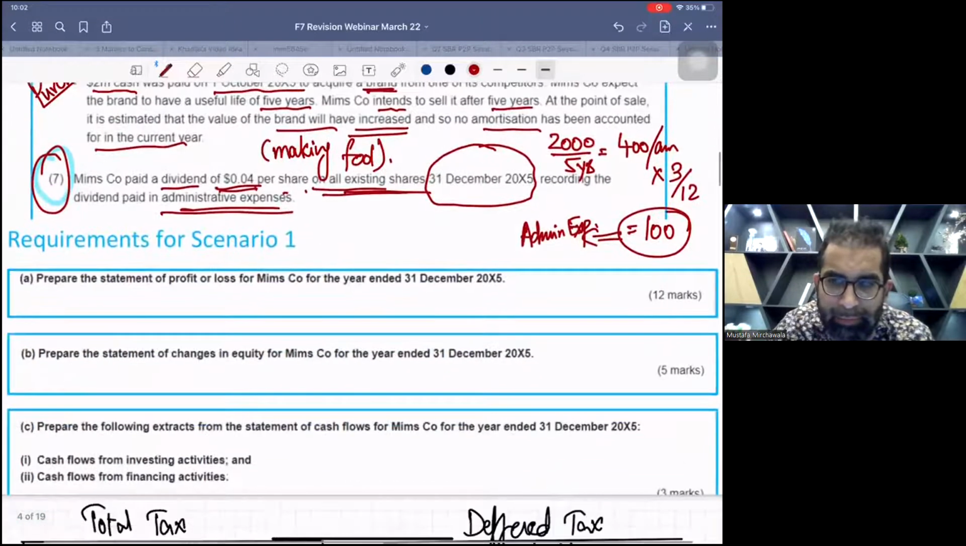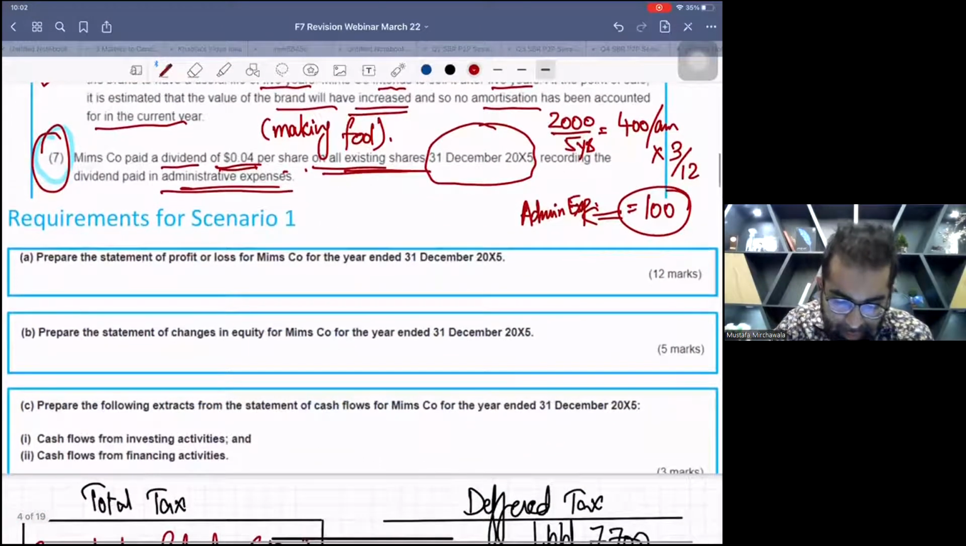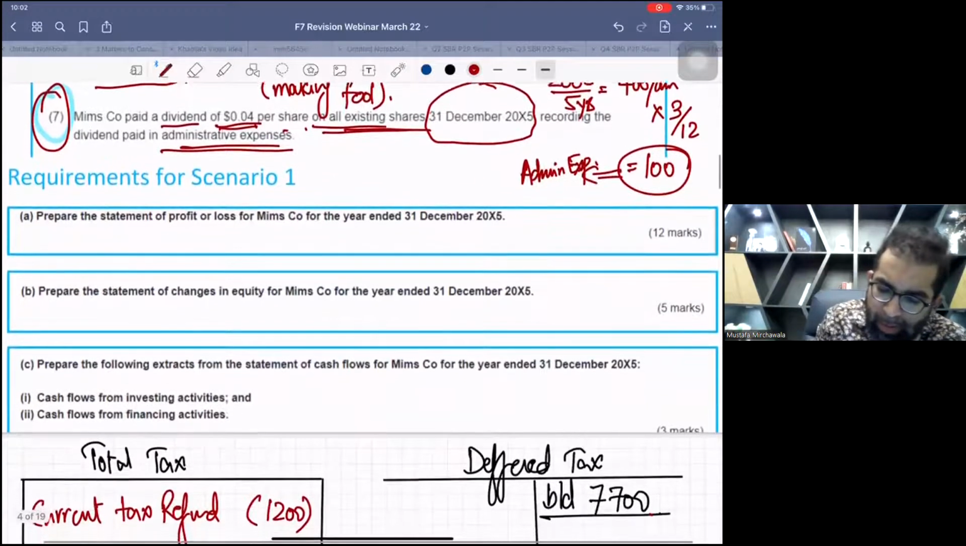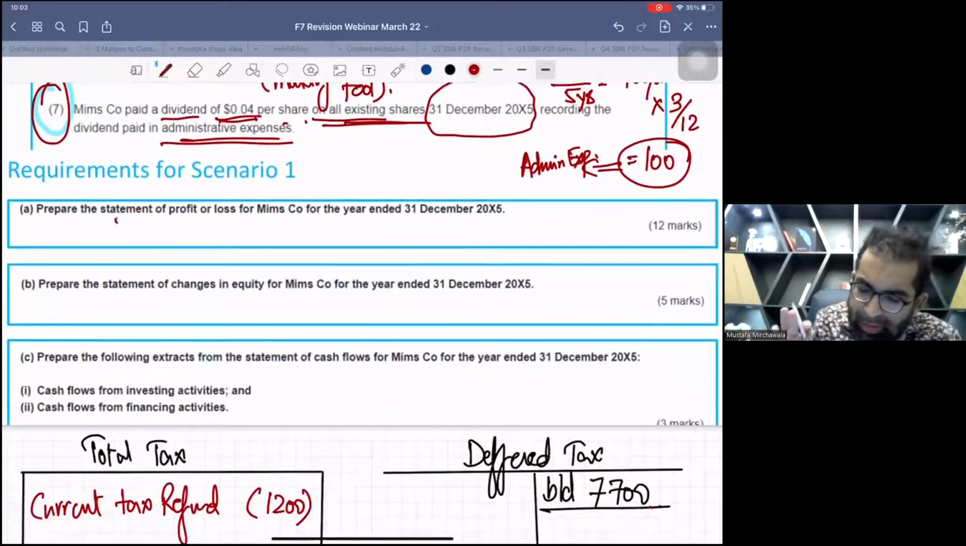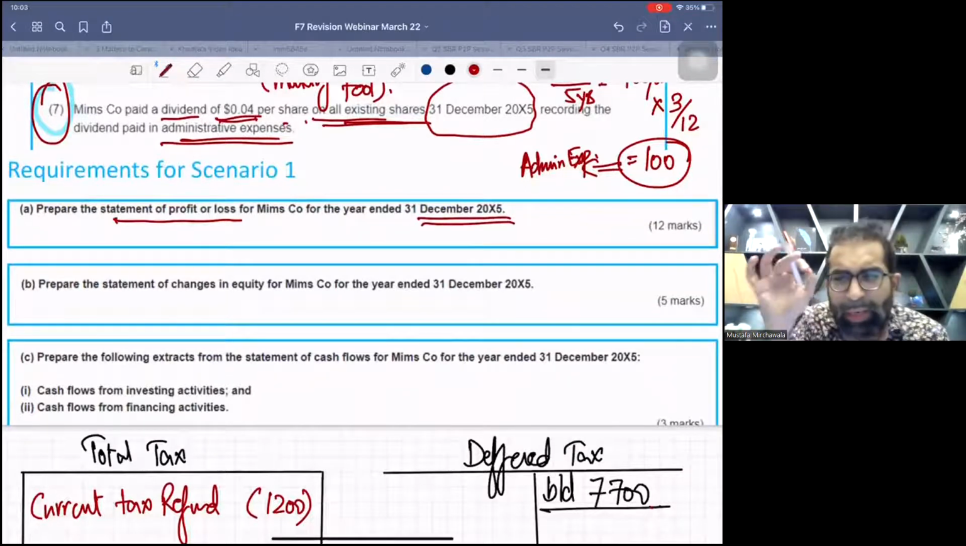Read the requirements, please. Three things you have to do. Prepare the statement of profit and loss. No more SOSHI, only the statement of profit and loss. They are not asking for any working now. They only want a statement.